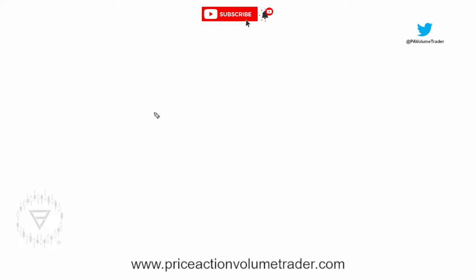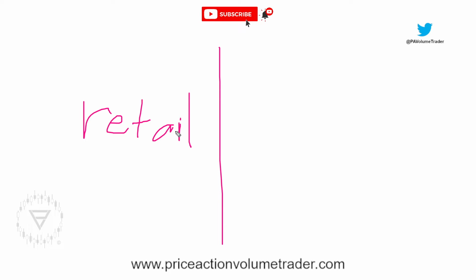First of all, let's distinguish between two types of traders. We have what we call retail, which is basically most of us, smaller traders, or even some smaller prop traders will qualify as retail. These are people that are trading just a few contracts at a time. They're basically not executing any significant volume that can really move the market.